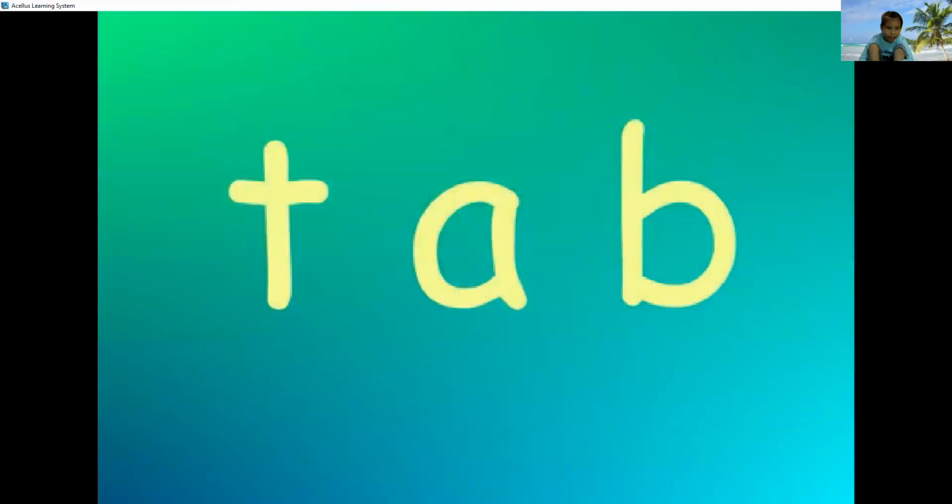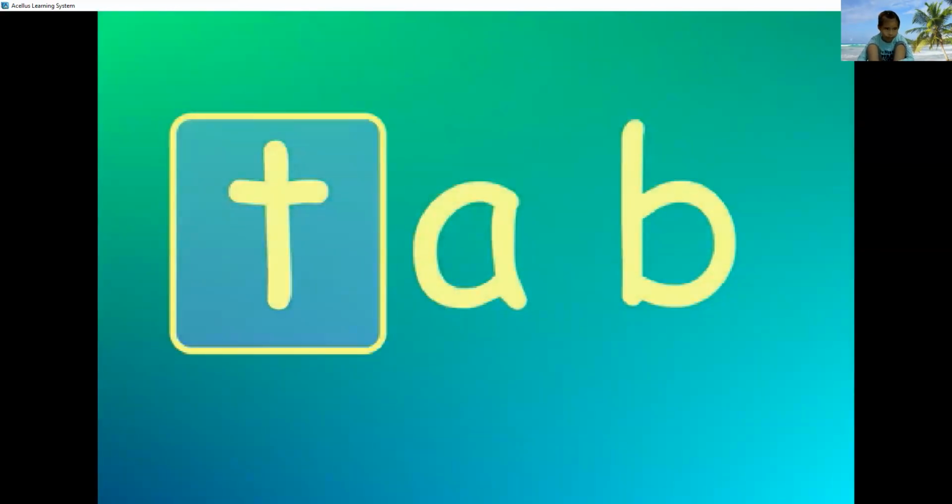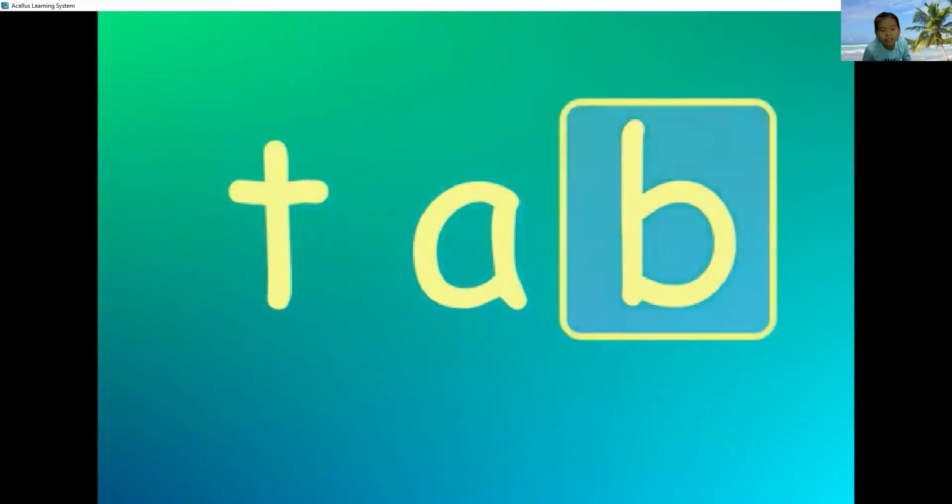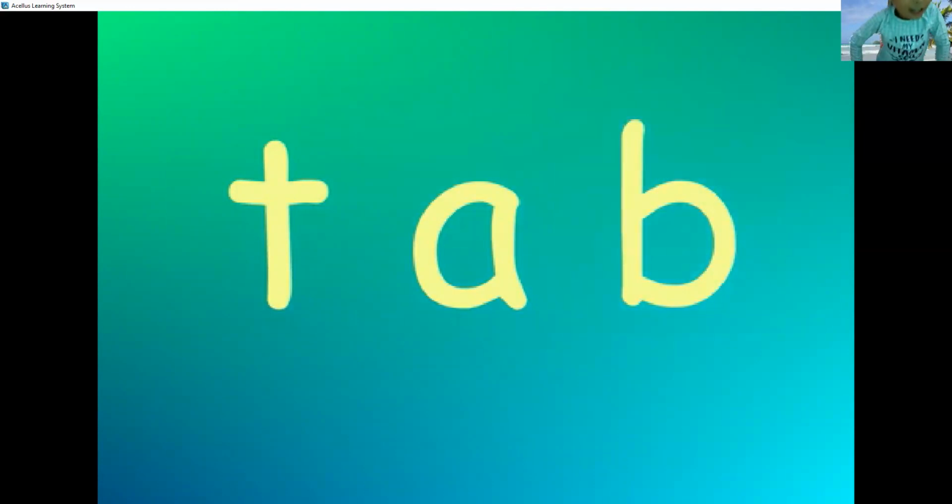Let's try another word. You ready? I see the letter T. What's the sound for T? That is T. And I see A. Right? Ah. And the sound for B. B. But. Okay, let's put all the sounds together.